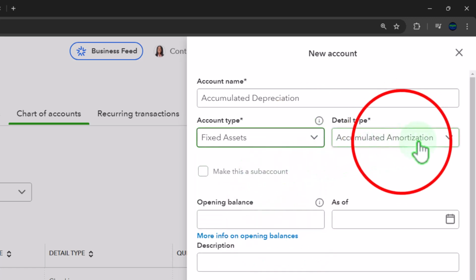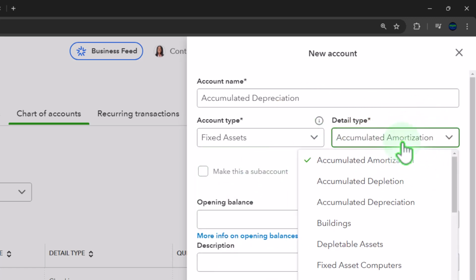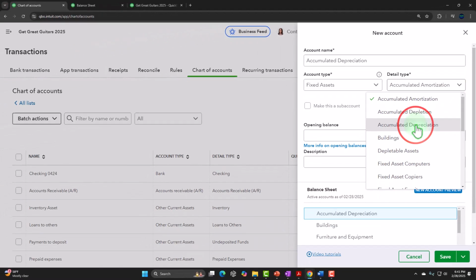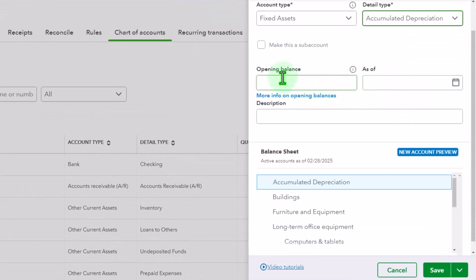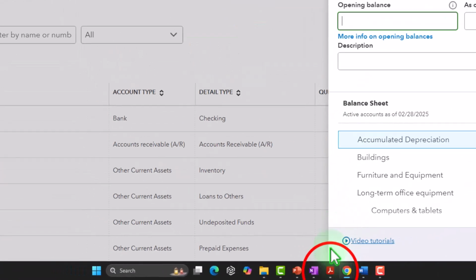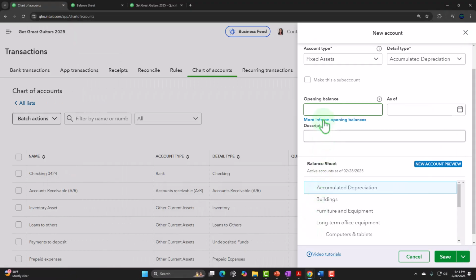That's the important one. And then it says this one isn't as important. It's kind of more of an information, but it's actually accumulated depreciation, not amortization. And notice here, now it gives us this opening balance equity, which we would only use during this process when we're starting the accounts from scratch. So if I enter that, 7,500.